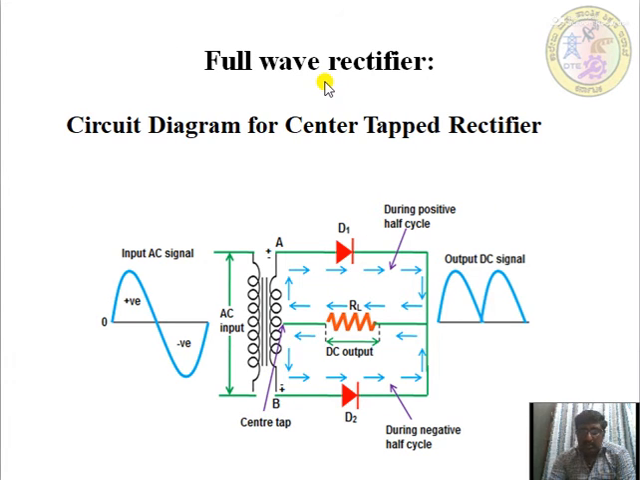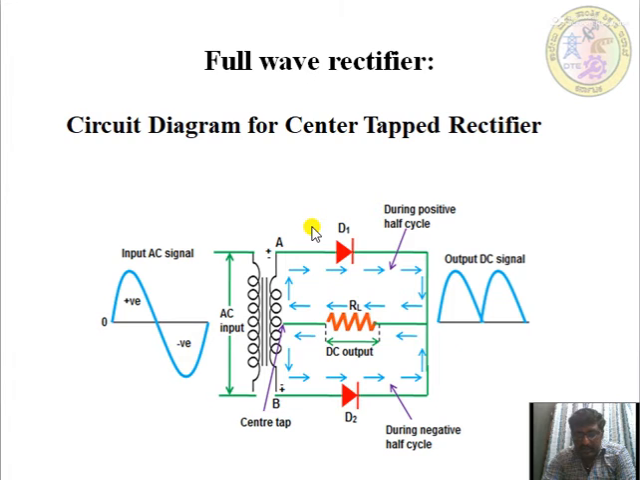Okay, first we will be going through the full wave rectifier, and this is the circuit diagram for a center tapped rectifier. Here we are using two diodes, D1 and D2. This is the input AC signal, this is the transformer, and this is the AC input. You have two points, A and B, and this is the center tap. The load resistor RL is connected across the load and center tap, and we will be getting the output here only. So we will be considering the output as the DC output.